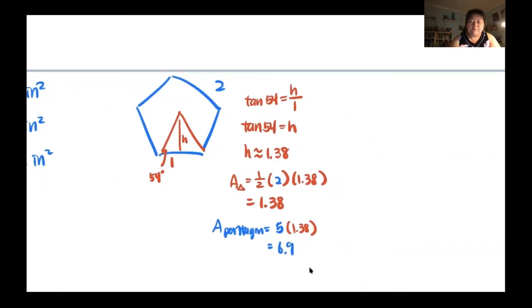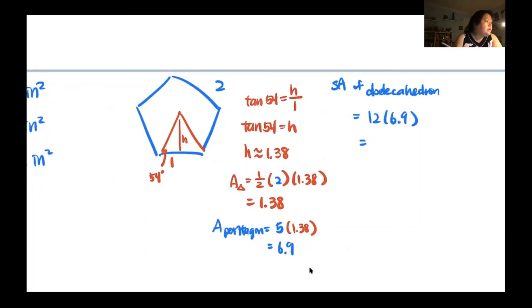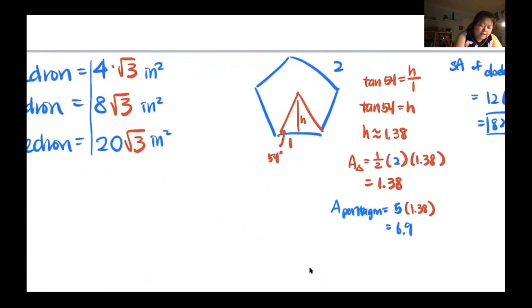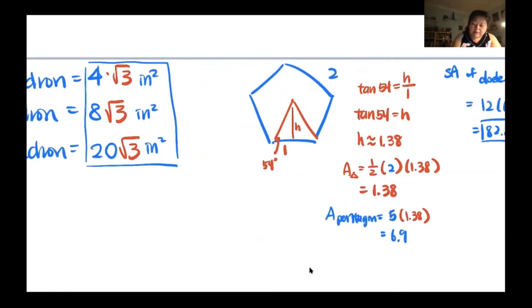Okay, so now for us to figure out the dodecahedron surface area. Surface area of dodecahedron is equal to, there's 12 of these, so 12 times 6.9, right? 12 of these pentagons, so 12 times 6.9 is about 82.8 square inches. Okay, so these were my answers for the 3 of them, and that's my answer for the last one.